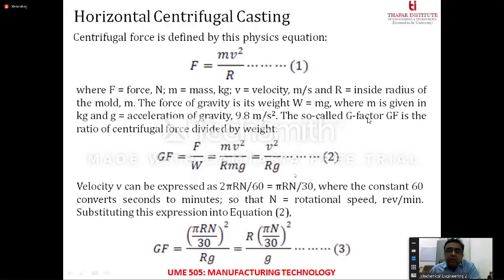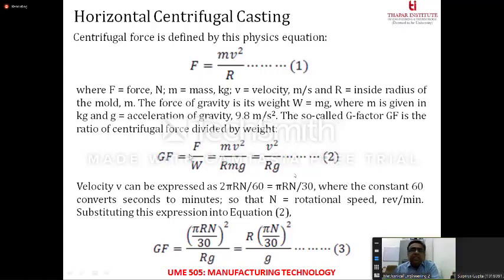Now a very important factor is called the G factor, which is the ratio of centrifugal force divided by weight. This G factor defines which type of centrifugal casting process should be utilized for which type of product. If you have a very small L by D ratio, then it is better to have a horizontal system. But if you have a very long L by D ratio, either horizontal or vertical can be used.